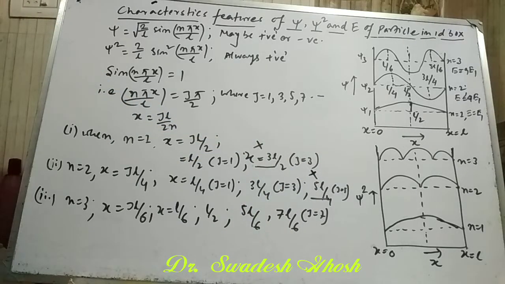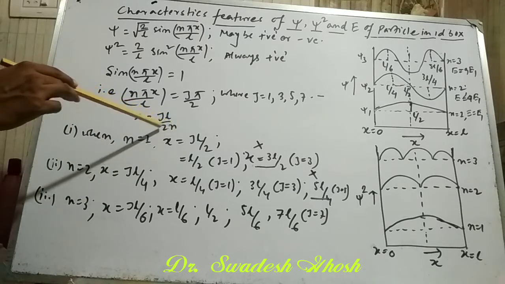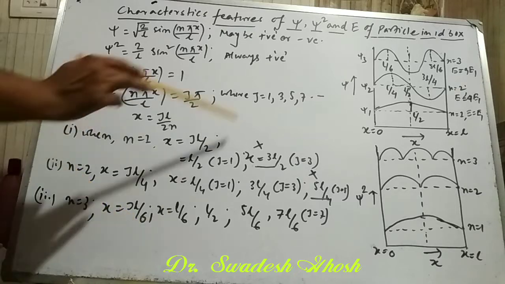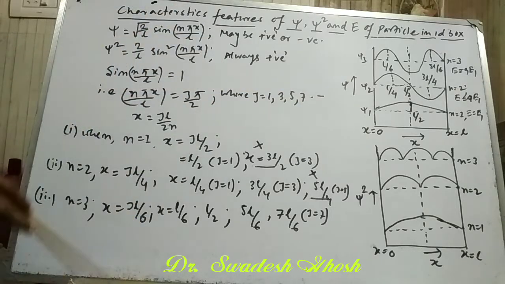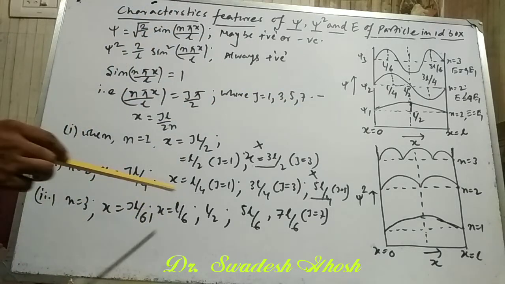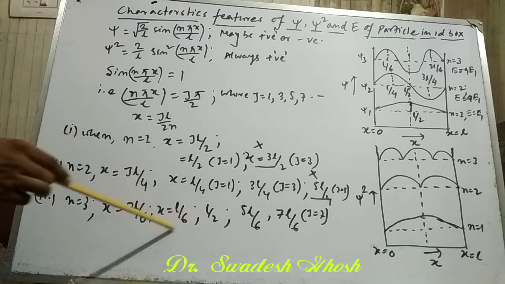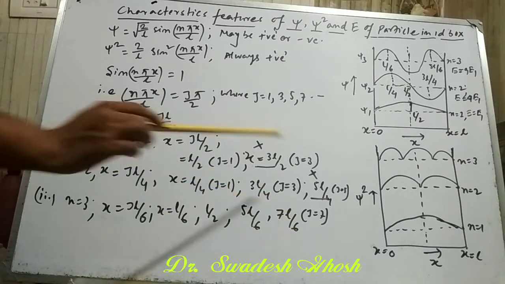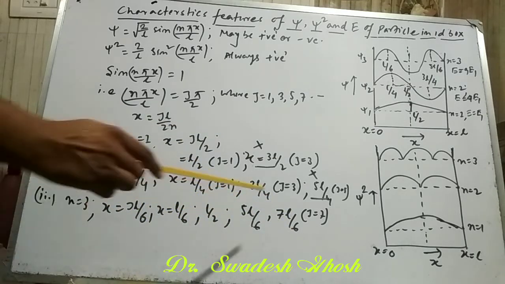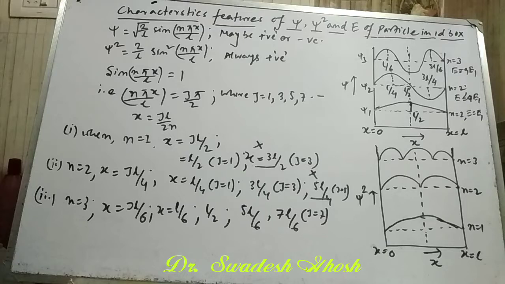Now putting n equal to 3, x is equal to jL by 2 into 3, that is jL by 6. Now putting j equal to 1, 3, 5, 7, x is equal to L by 6, L by 2, 5L by 6. These values are acceptable, but 7L by 6 is not acceptable because this value does not lie in the region between 0 and L.